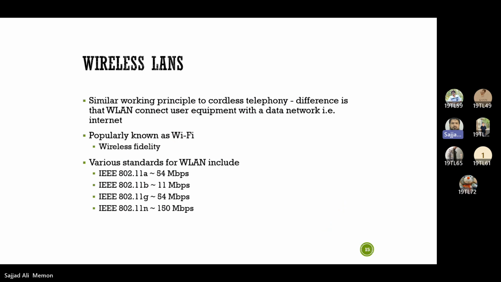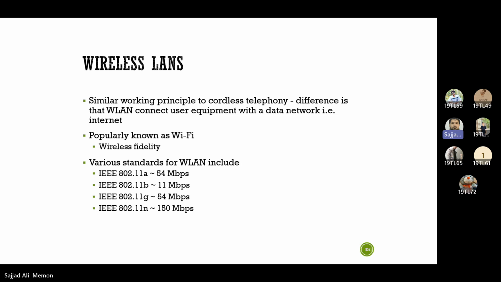So here we discuss one by one all these different types of network depending on the distance. Similar working principle to cordless telephony, that is wireless LANs. The difference is that WLAN connects user equipment with a data network, that is the internet. So cordless telephony is for voice communication, and wireless LAN or the WLAN, popularly known as Wi-Fi, is for data communication or data transmission.